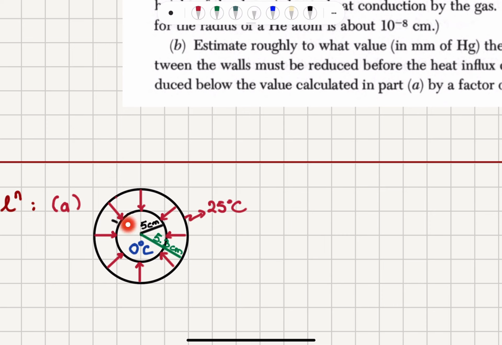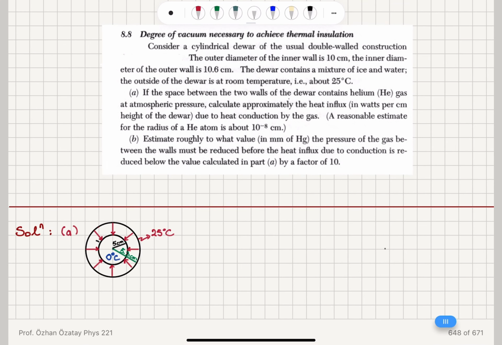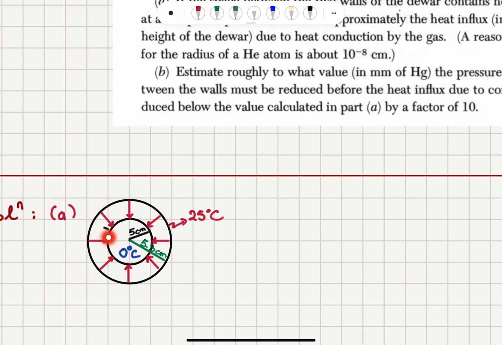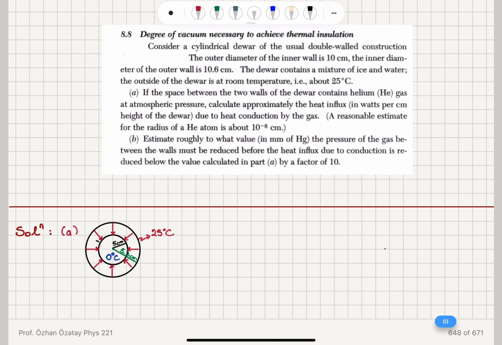So this is 10.6. Therefore, this would be 5.3 centimeters radius. So the space in between is 0.3 centimeters. That's delta R. The dewar contains a mixture of ice and water. The outside of the dewar is at room temperature. So inside is ice and water, therefore it's 0 degrees Celsius. Outside is room temperature kept at 25 degrees Celsius.